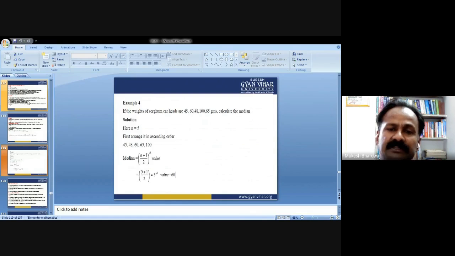So first of all, arrange these data in ascending order: 45, 48, 60, 65, 100. Now they total 5, that is, an odd number of data is provided to you. So the median will be the (n plus 1) by 2th value, that is, the third value. 5 plus 1 divided by 2 is equal to 3, the third value. So this gives 60 as the median in the above data.